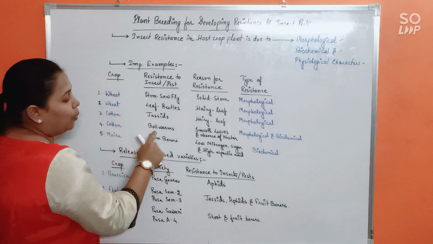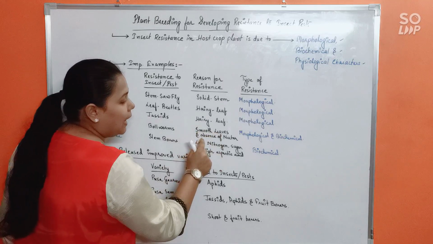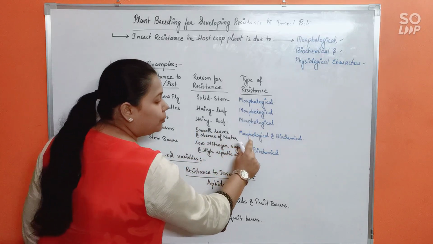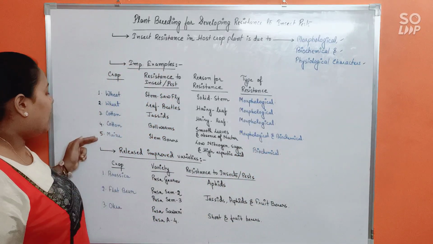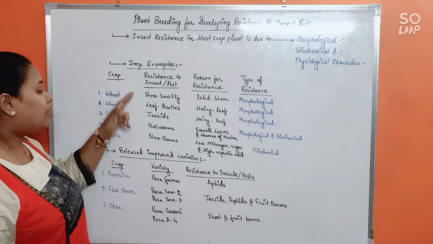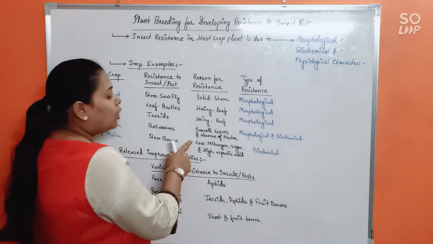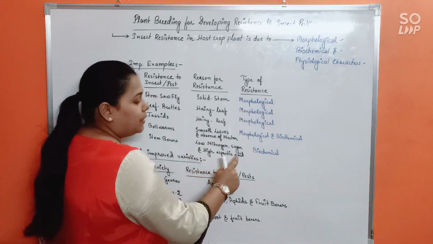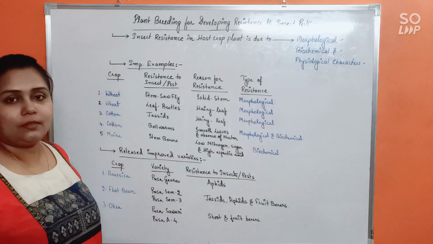It's resistant to bollworms. Why? What's the reason? Due to smooth leaves and absence of nectar. So this is going to be both morphological and biochemical character. Last is maize. Maize would be resistant to stem borers. The reason for resistance is low nitrogen and sugar, whereas high aspartic acid. Type of resistance is of course biochemical.